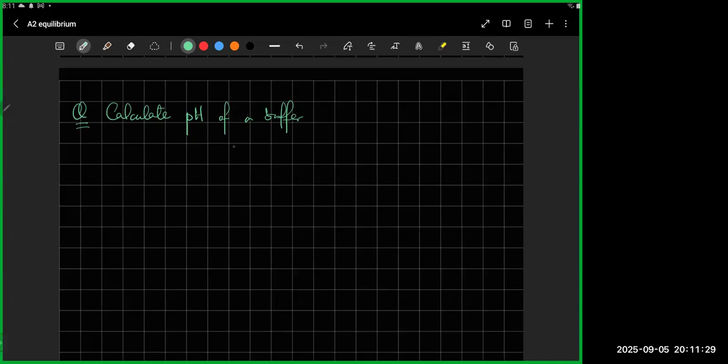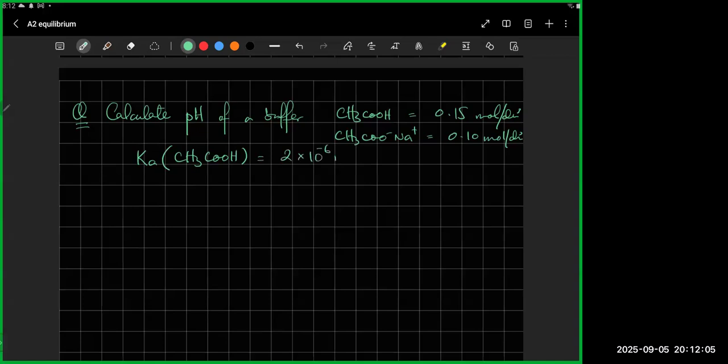Now, the buffer has ethanoic acid, and let's say its concentration is 0.15 mole per dm cube. And the same buffer has the salt as well, which is basically the conjugate base, and its concentration is 0.10 mole per dm cube. And the K value for ethanoic acid is also given, and let's say that's 2 times 10 power minus 6. So they're asking me to calculate the pH.